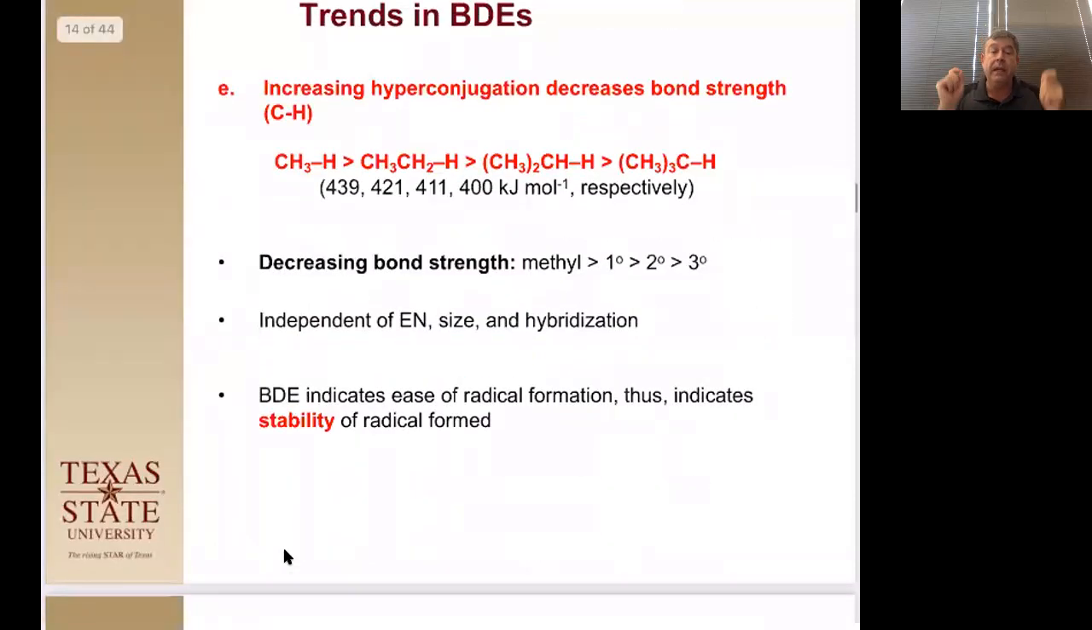Bond dissociation energy also changes with hyperconjugation, which means that a hydrogen on a carbon with three carbons attached has the lowest bond dissociation energy because it can stabilize that radical. So a secondary is less stable than a tertiary, and a primary is less stable than a secondary, and a methyl is the least stable. Therefore, bond dissociation energies increase as you get to less and less substituted carbons. Think about it in that respect: it's hardest to make the carbocation in a methyl group and easiest in a tertiary carbon, and therefore the bond dissociation energy of that hydrogen is lower in the tertiary because it's easier to form.